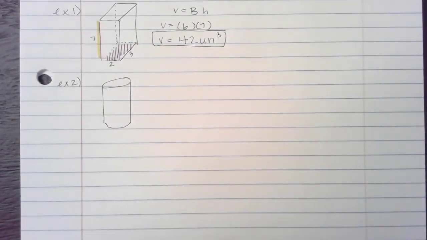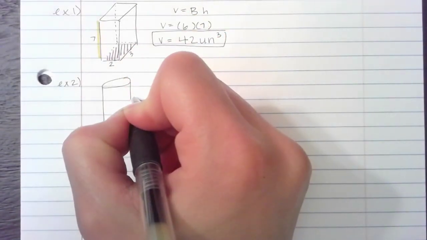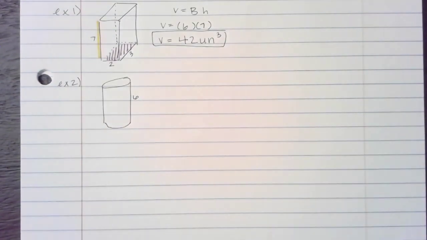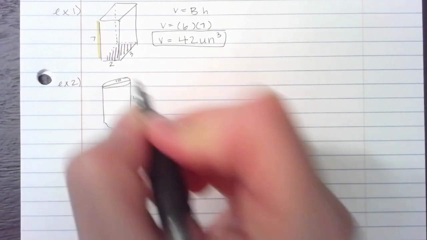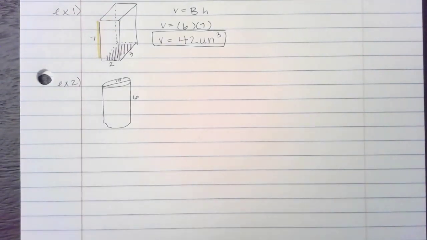That's a horrible cylinder. That's okay. It's not drawn to scale because the height is 6 and the diameter is 10. That doesn't look like it's 10, but it's going to be 10 right now.